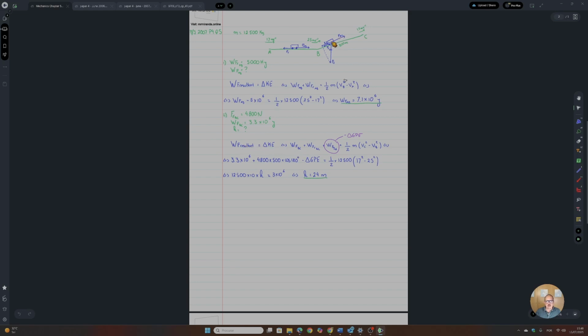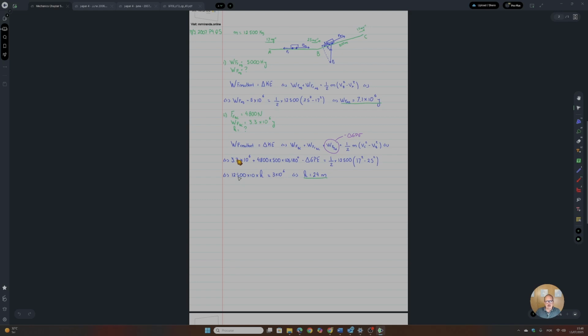So what forces do you have? You have the driving force, you have the frictional force, and you have the weight. So the work done by each one of these needs to be equal to the change in kinetic energy. Don't forget, again, that the work done by the weight is equal to minus the change in GPE. Okay.